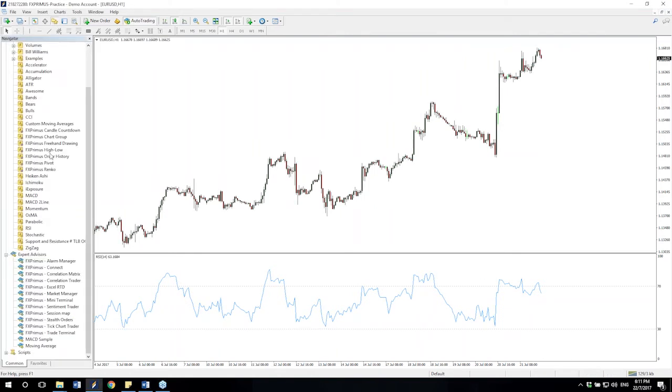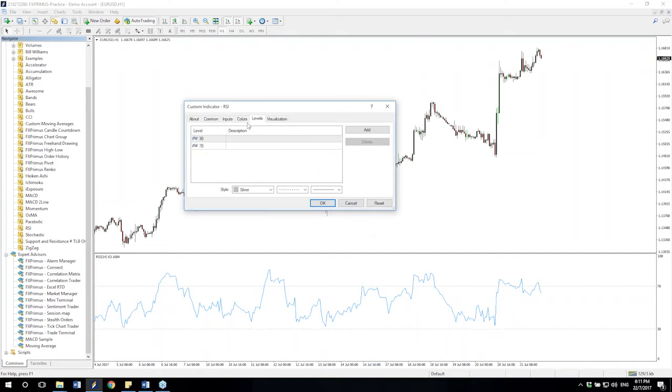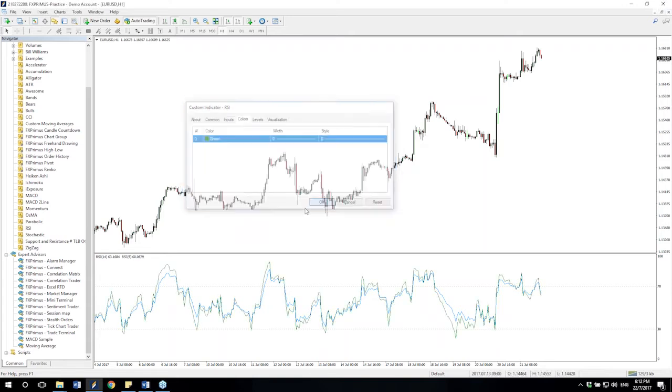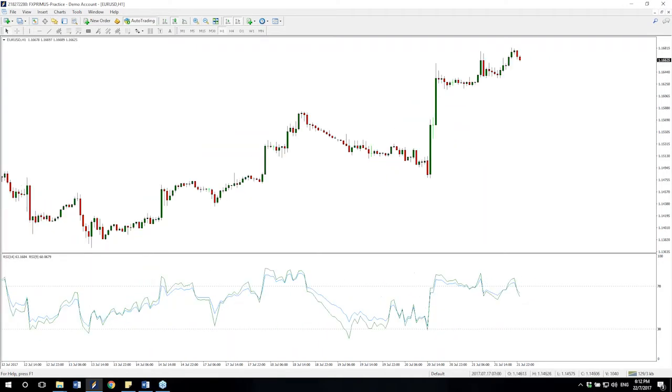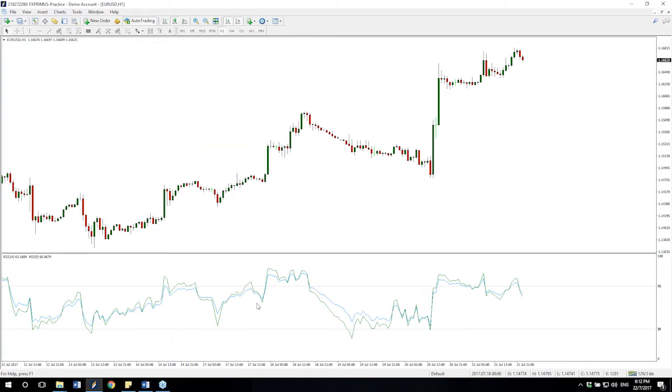Some combine the RSI or two RSIs together of different periods to get a crossover signal. If we add another RSI here, the period of 9, and let's change the color to green, we also can use this as a crossover signal. So you could generate signals from using RSIs for different periods.